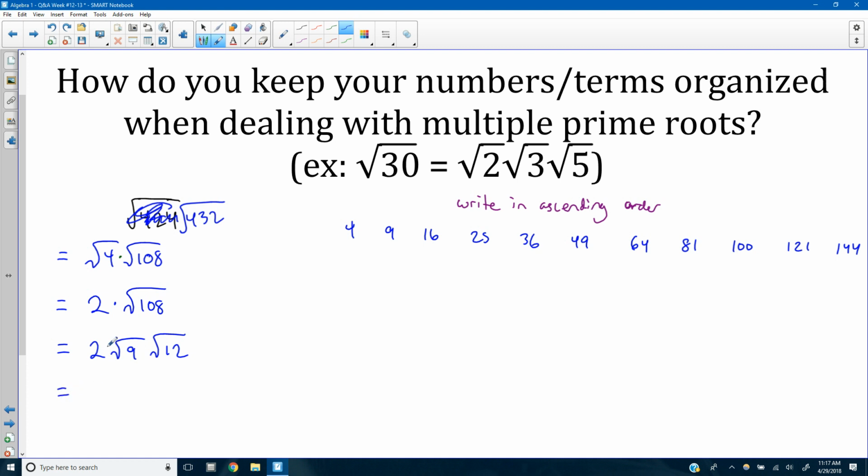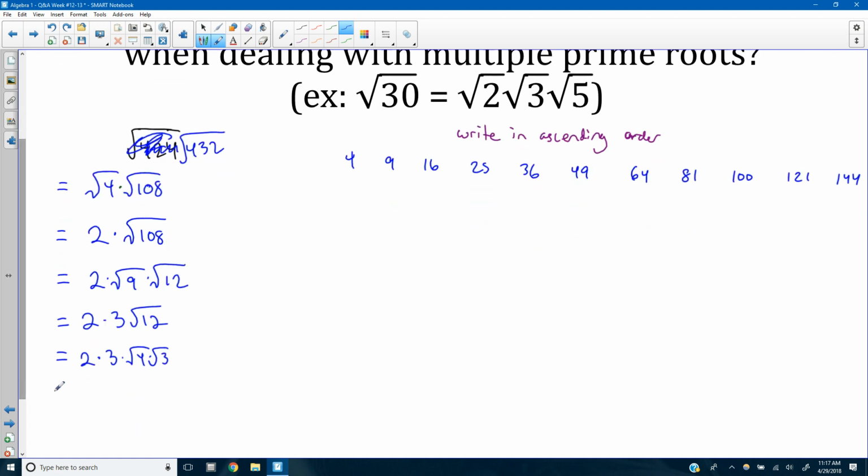The square root of 9 is 3, and what's important here with these dots, I'm going to multiply 3 with 2. Now, square root of 12, again, square root of 4 can come out times again. Square root of 4 is 2, and I don't know why I didn't multiply these together yet, but that's okay. And 2 times 3 is 6, times 2 is 12, so I get 12 root 3 as my final answer.